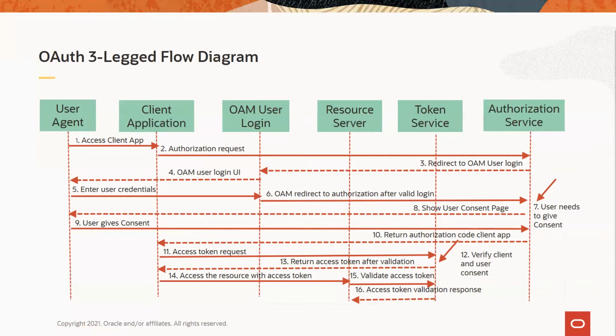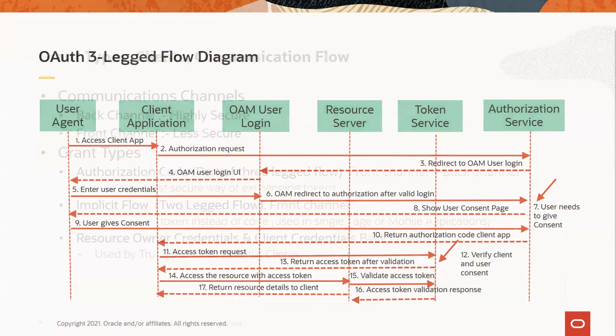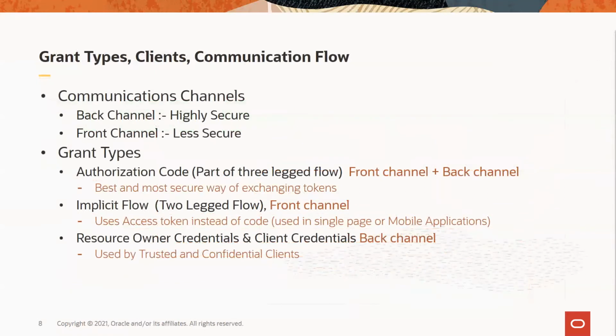Then, moving further, we have different grant types, clients and communication flow. We have different grant types like the authorization code flow, which is part of the three-legged flow we saw in the previous example, where it uses both the front channel and the back channel. It is the best and the most secure way of exchanging tokens. The back channel is highly secure and the front channel is less secure.